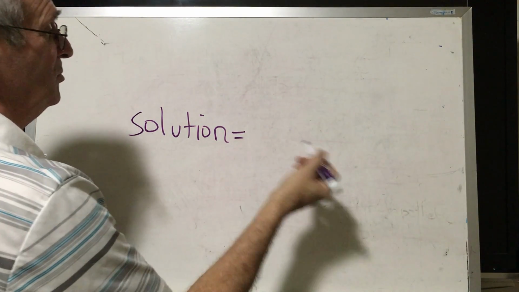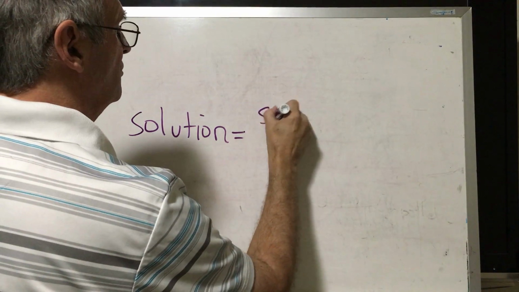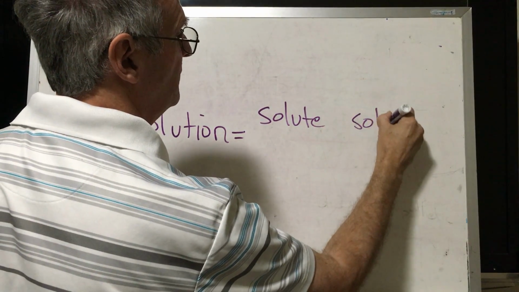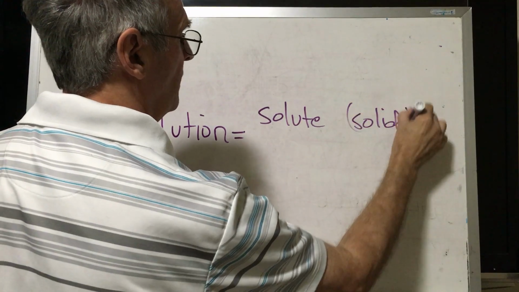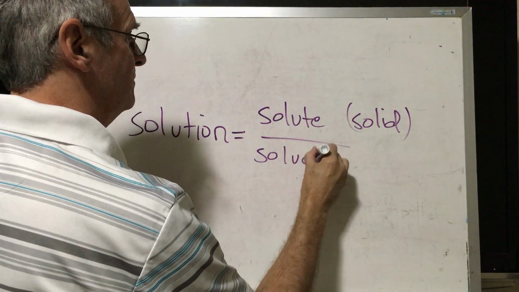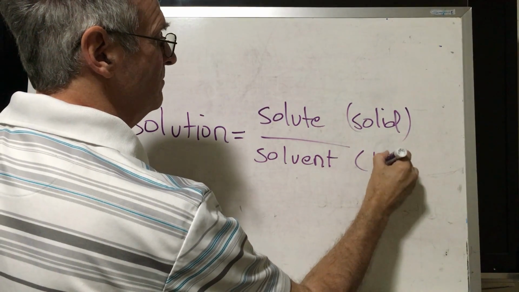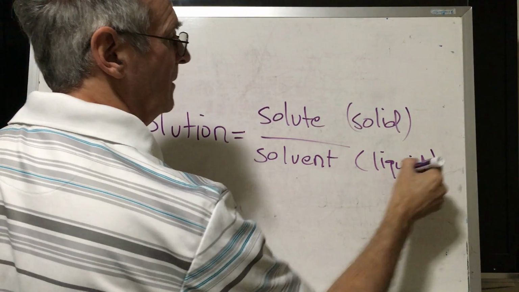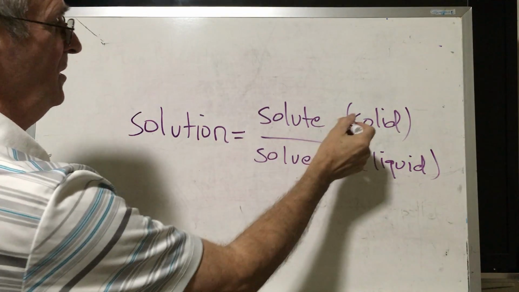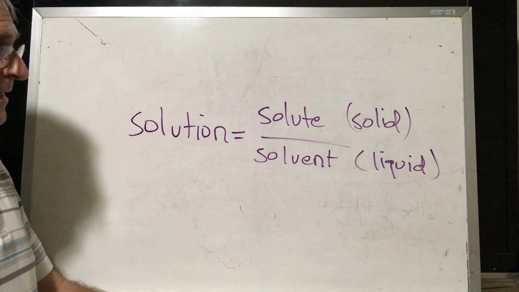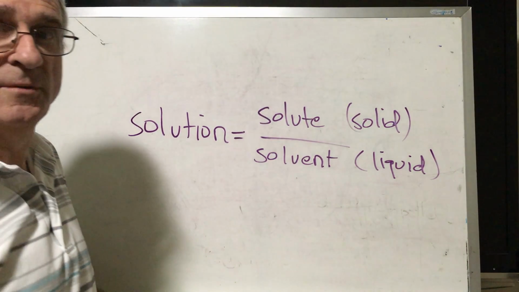is equal to a solute, which is the solid, dissolved in a solvent, which is the liquid. So a solution is a certain amount of solid within a certain amount of liquid.